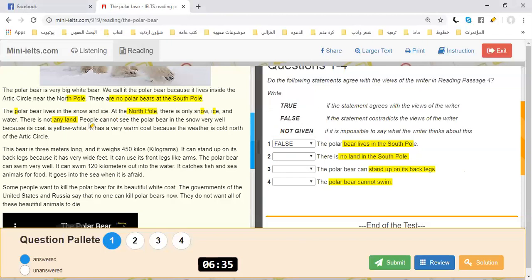What about the South Pole? People cannot see the polar bear in the snow very well because its coat is yellow-white. It has a very warm coat because the weather is cold north of the Arctic Circle. So what about point number two?